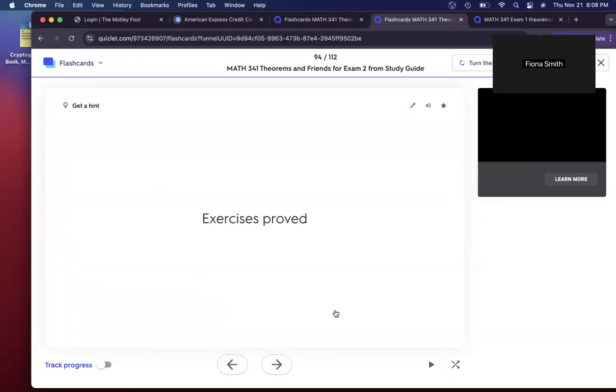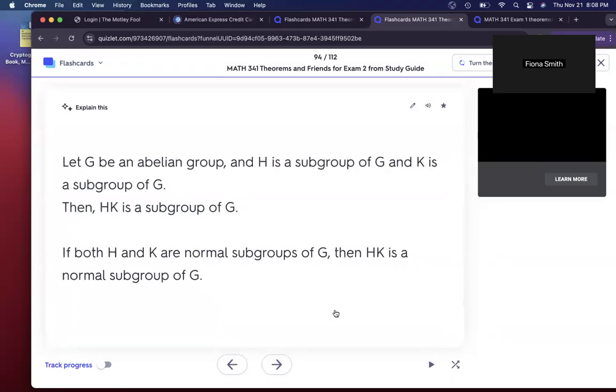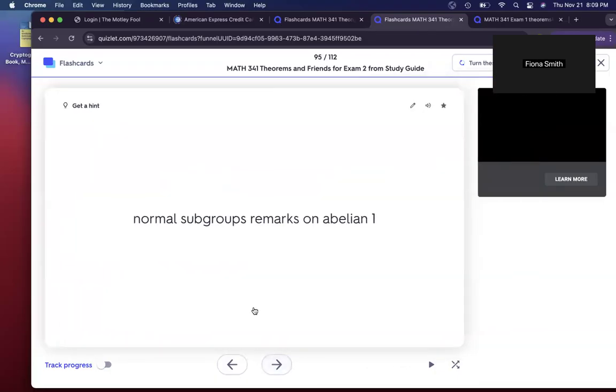Some things that we know from exercises we did. If G is abelian and H is a subgroup of G and K is a subgroup of G, then HK is a subgroup of G. That was from the homework. Similarly, this next one was on the homework as well. If both H and K are normal subgroups of G, then HK is a normal subgroup of G.